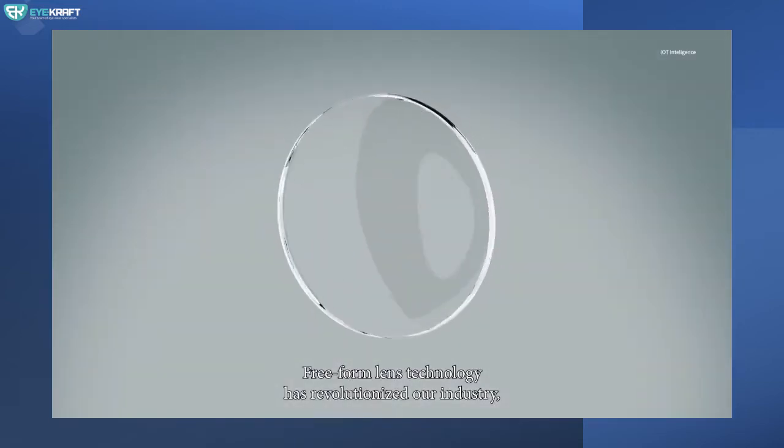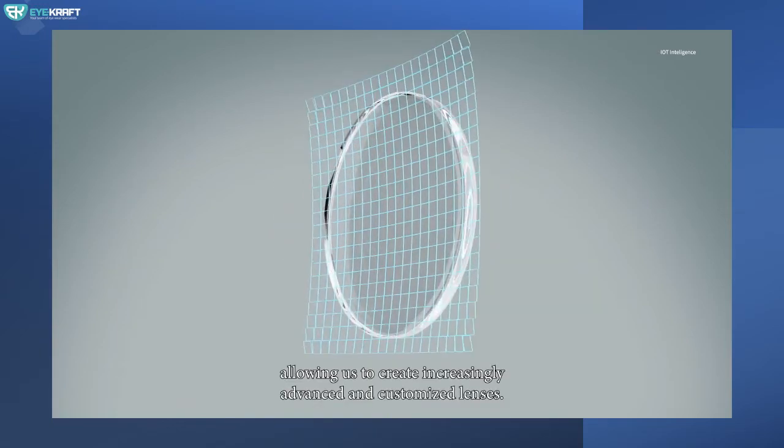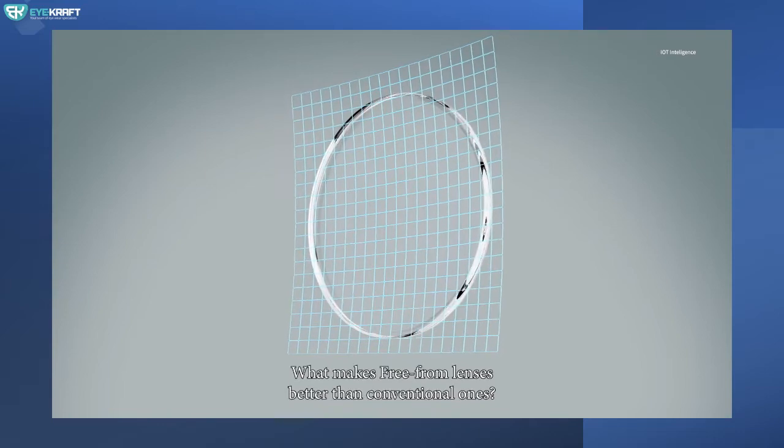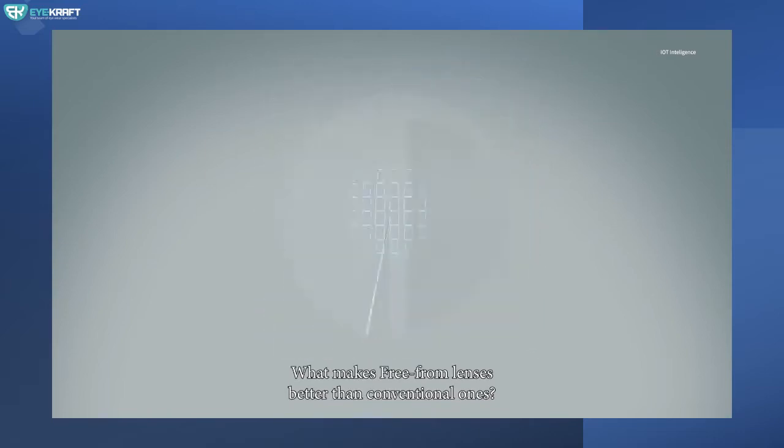Freeform lens technology has revolutionized our industry, allowing us to create increasingly advanced and customized lenses. What makes freeform lenses better than conventional ones?